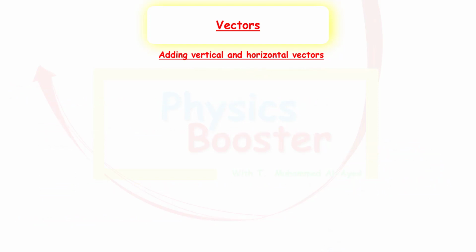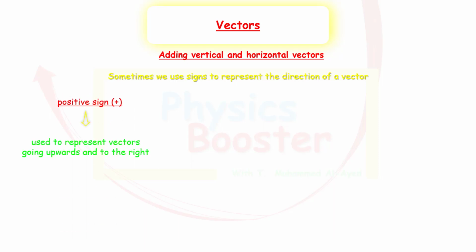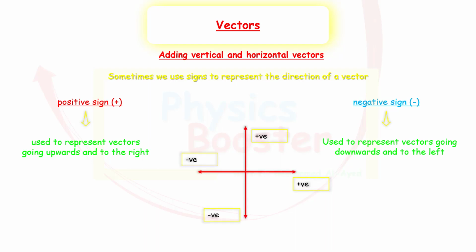Now, sometimes we just use signs to represent the direction of a vector. You don't always have to write to the left, to the right, upwards, downwards. So it was agreed that if I use a positive sign, it means that I'm going upwards or to the right, okay? And if I use a negative sign before the vector, that means that the vector is either going downward or to the left. To summarize, we just look at this shape. As you can see, to the left and downwards it's negative, to the right and upwards it is positive.